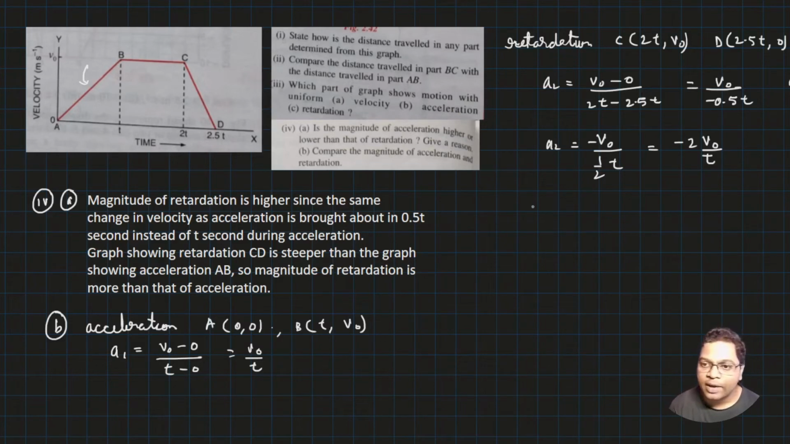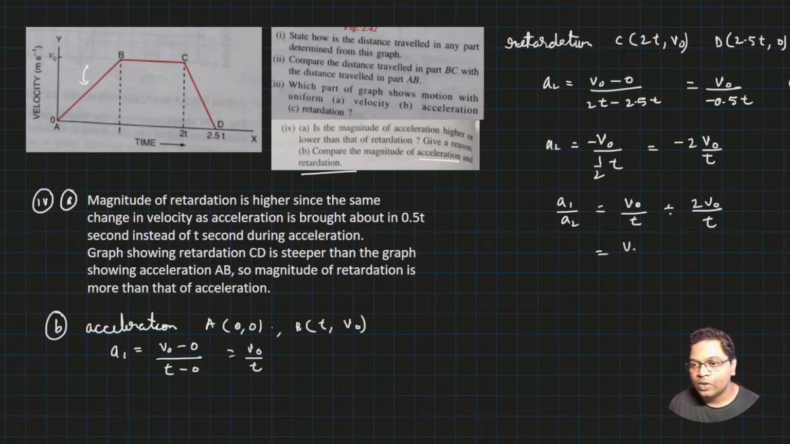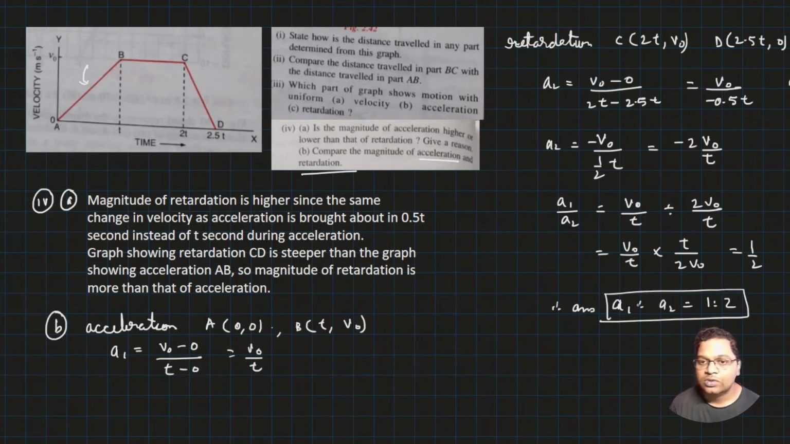Okay, now to compare it, we have to compare the acceleration and retardation. So this is a1 upon a2. a1, what we have got is v0 upon t, and the magnitude of a2 is 2v0 upon t. So therefore the division will give us 1 upon 2. So the answer is a1 is to a2 is 1 is to 4. So this is the final answer. Now move to the next question.